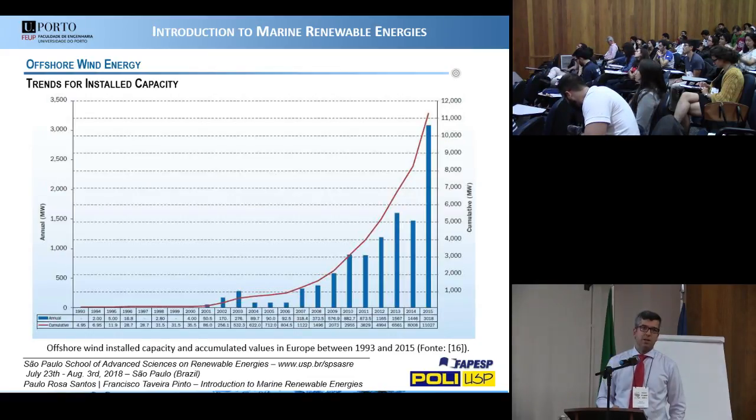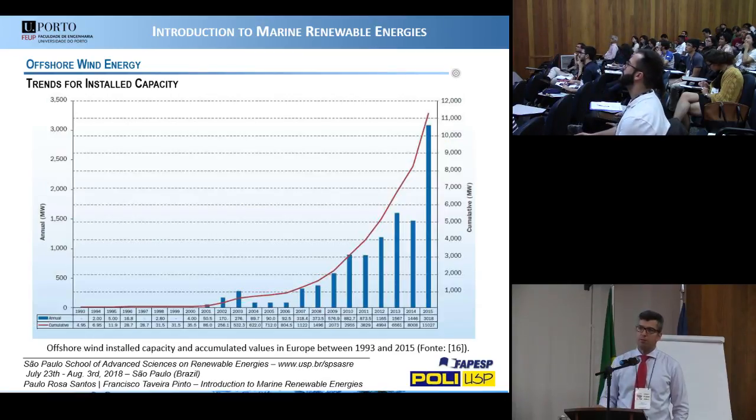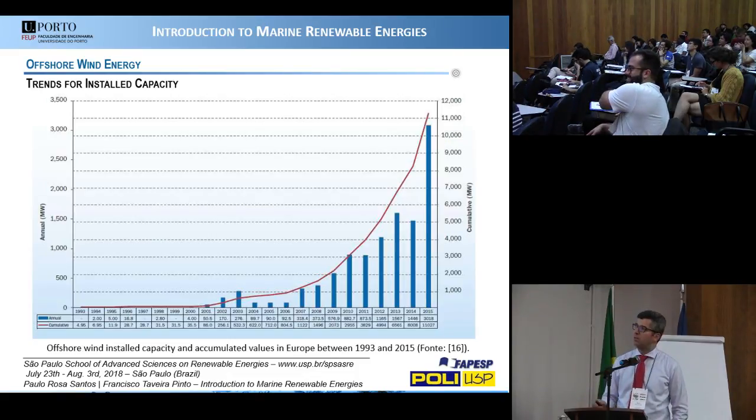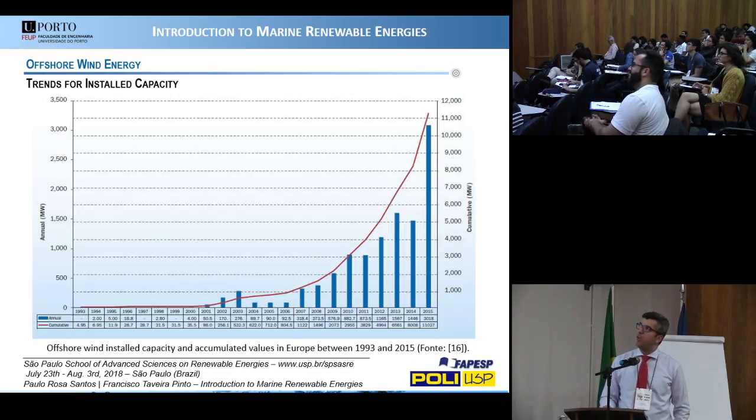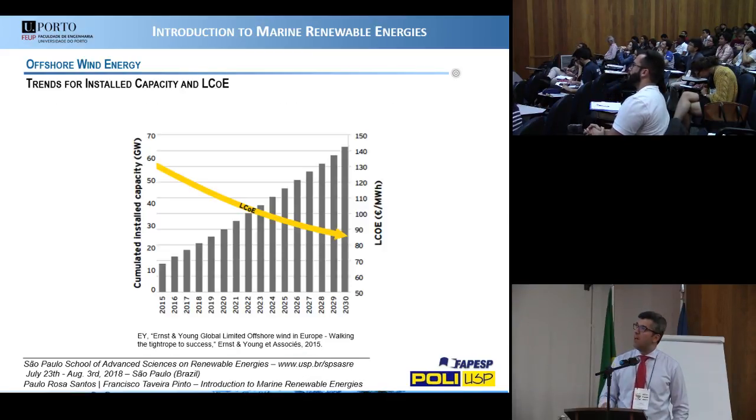Well, to have an idea of the trends, I have here this graphic that shows how the installed capacity changed from 1993 till 2015. And so you can see that the increase in installed capacity was very quick. From the beginning till here, a very huge increase in terms of installed capacity. And this trend should continue in the future.